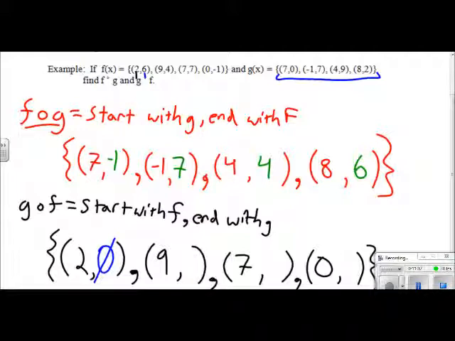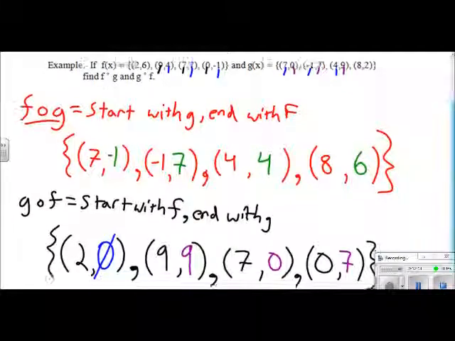Now we'll try again. We say that we start with an input of 9 from f, which outputs a 4. Now 4 gives us an output of 9. So this one is 9, 9. Input of 7 gives us an output of 7. Input of 7 gives us an output of 0. So we should have 7, 0 right here. And in this case, our input of 0, output of negative 1 outputs a 7. So these would be our cases.